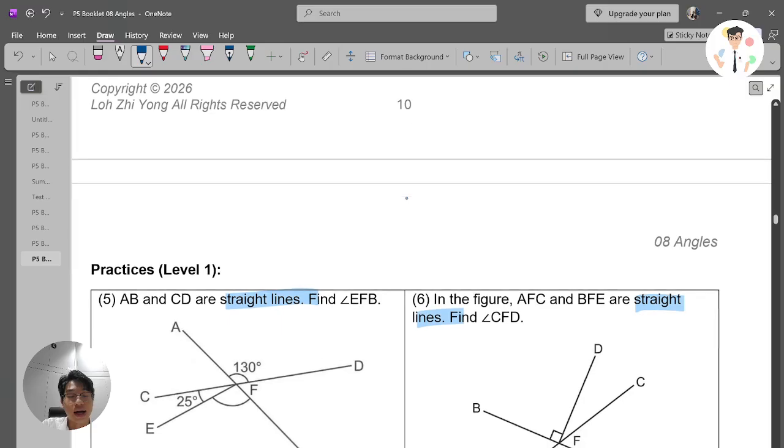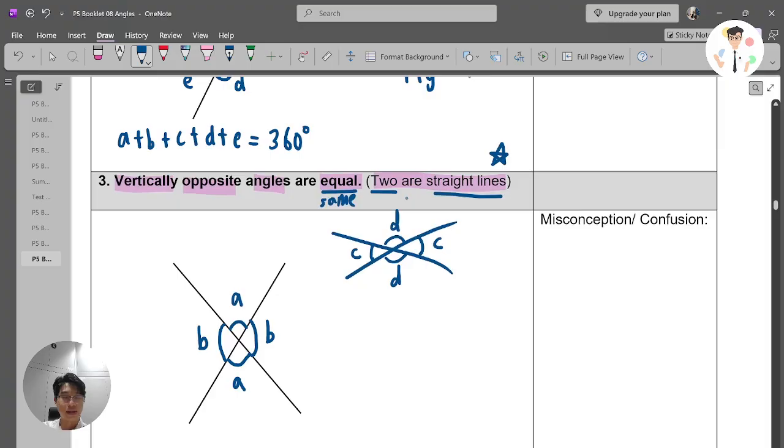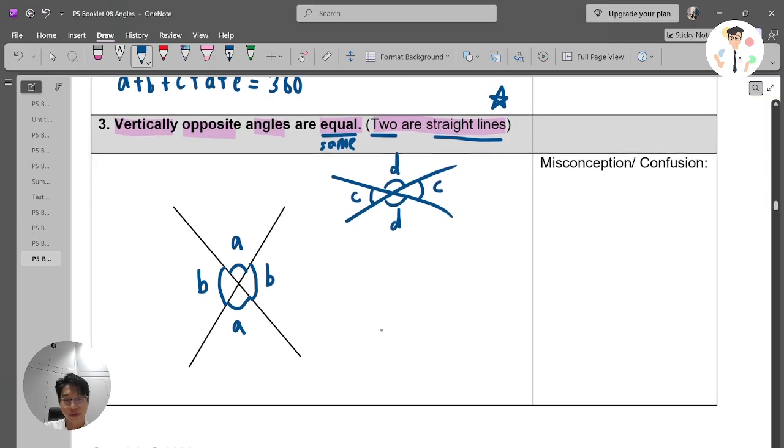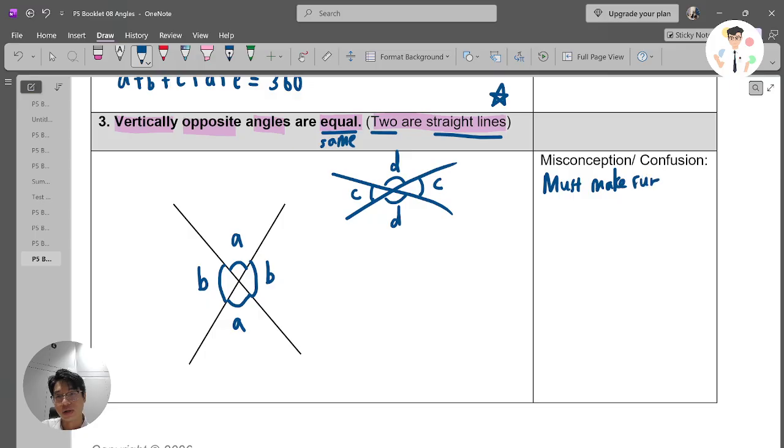As you can see, all the blue color is highlighted as a straight line. Without the words "straight line", you can't assume that it is actually the same. Now, what are some of the misconceptions or confusion? Again, you must make sure it is a straight line. How do you know? The question will tell. If the question did not tell, it means that you need to be very careful. You need to find out, is it really true or not?